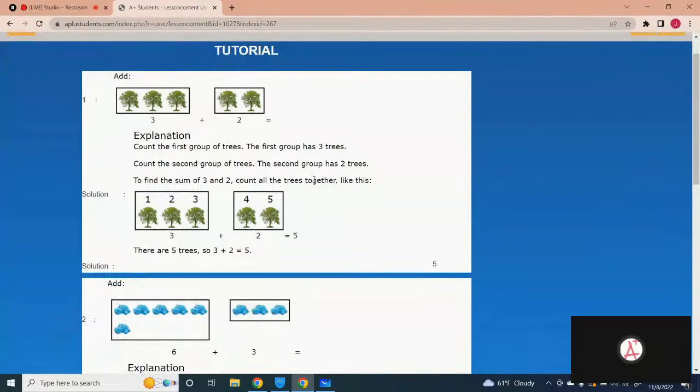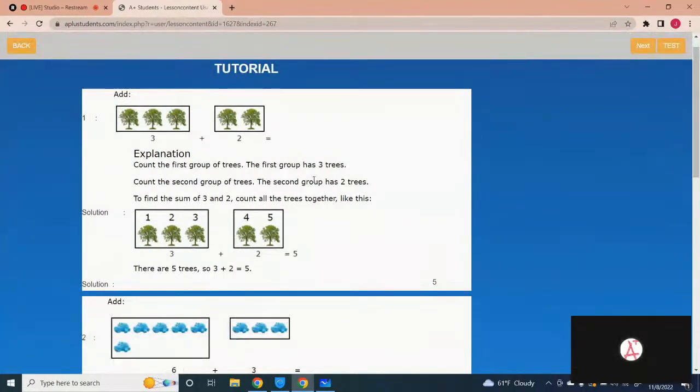Got it? Okay, now the next one is you have to add the cars. Start counting the cars in the first group. How many cars do we have in the first group? We have 1, 2, 3, 4, 5, 6. 6 cars in the first group. For the second one, you have 1, 2, 3. 3 cars in the second group. So when you have to add them, you have to count them all together. Got it? So you have 6 in the first group, then 7, 8, and 9. So that means 6 plus 3 makes 9. Got it? Okay, let's start with the test.